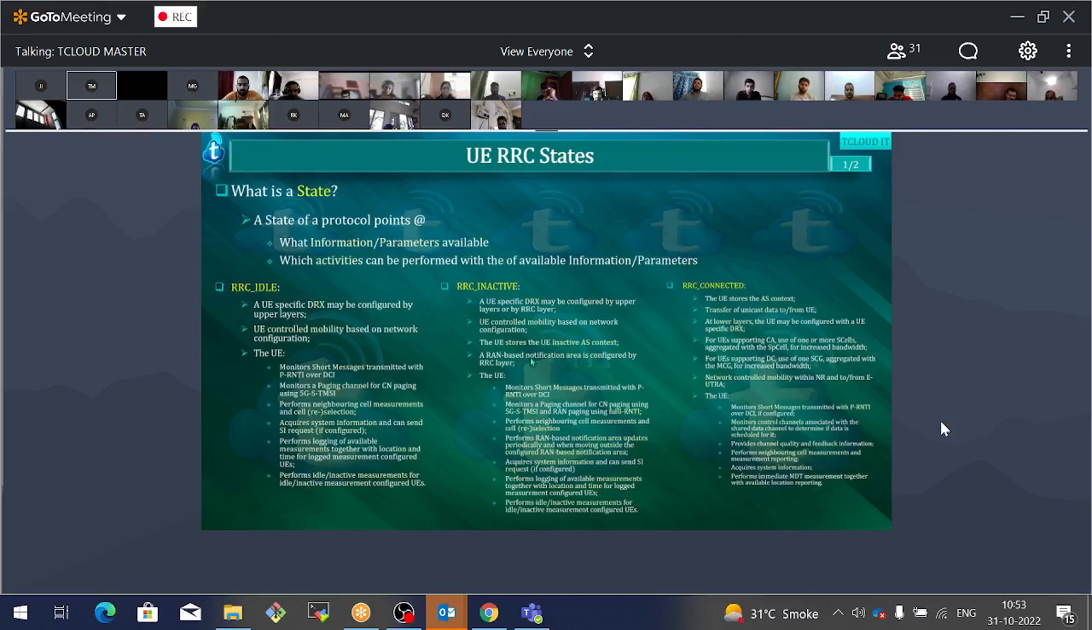if there are something called RAN-based notification areas configured in this inactive state, some number of cells are grouped into something called a notification area. If the mobile equipment crosses those cells and goes into any other cell which doesn't belong to the previous notification area, then the mobile has to perform a notification area update. It'll have to tell the network that, hey, I was under notification area number 5, now I am moving into notification area number 6. I'm reporting to you.